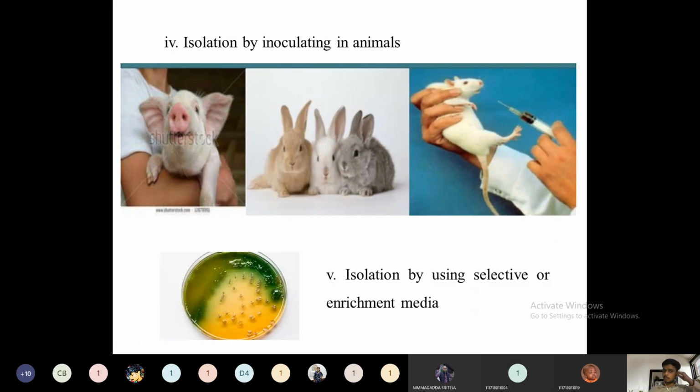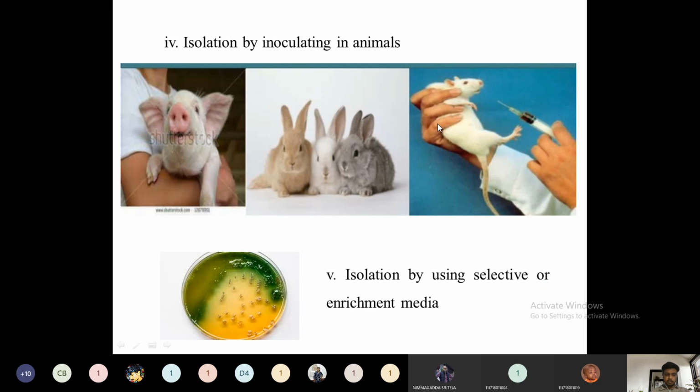Then isolation by inoculating in animals. Many drug-preparing companies or vaccine-preparing companies operate on this type of inoculation procedure. The microorganisms of interest will be injected into certain types of animals like pigs, rabbits, or rats. When they are injected, they will grow in some part of the animal.